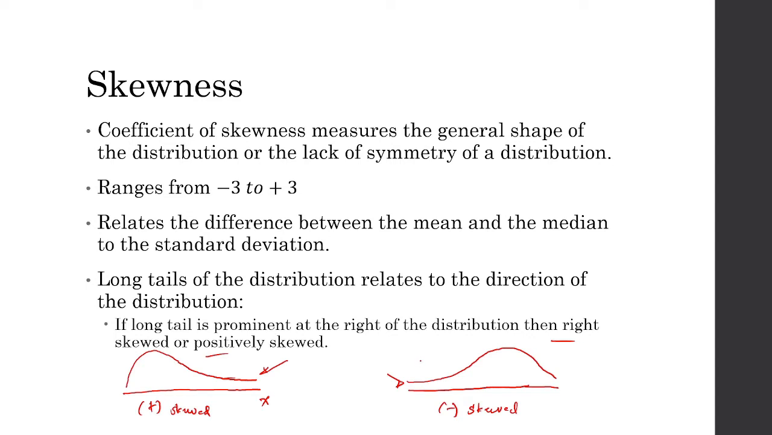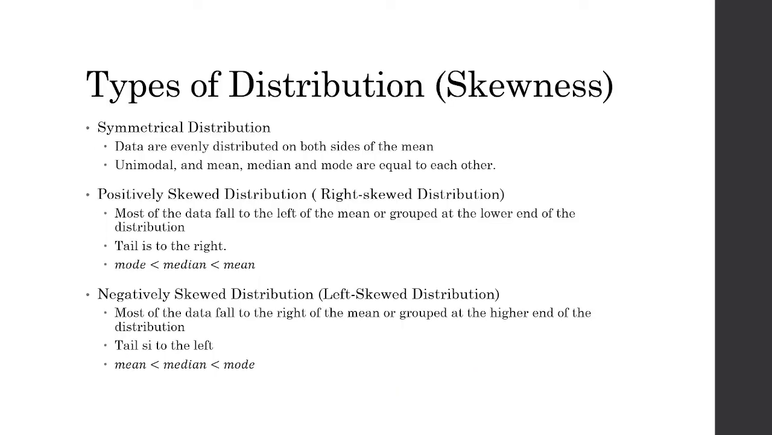Pero paano kung hindi natin kita yung shape ng distribution? Paano natin malalaman yung skewness ng ating distribution kung hindi natin nakikita yung graphs nila? So, in there, we have these three types of distribution that we already discussed prior to our discussion of measures of dispersion and measures of location. So in here, these are the three types of the distributions we have.